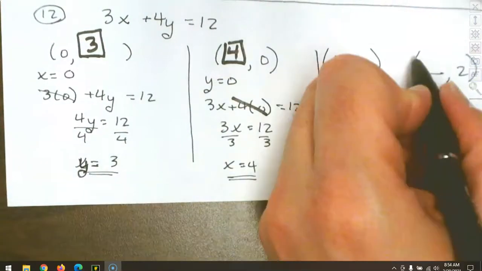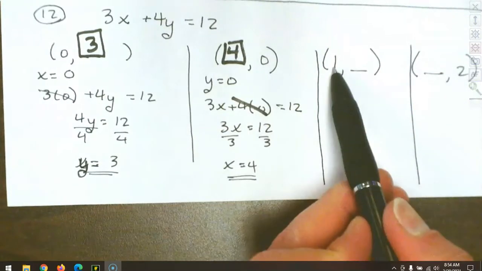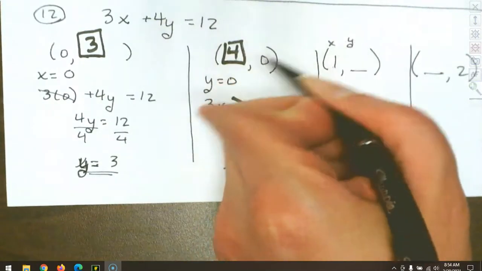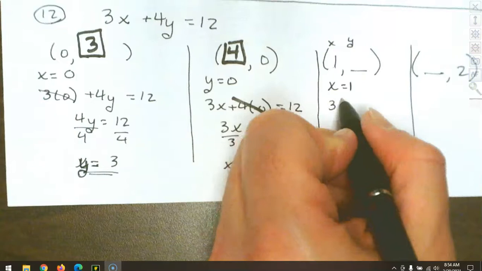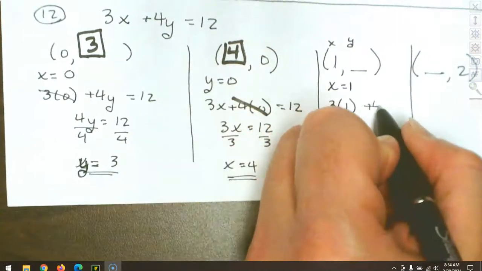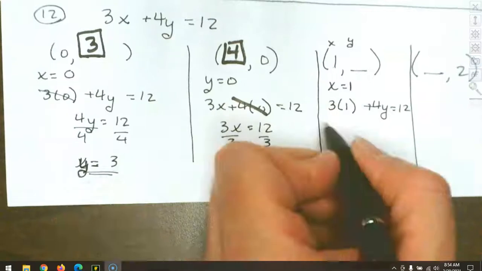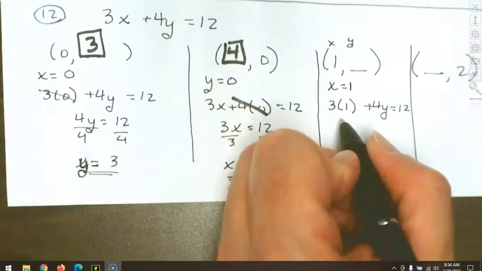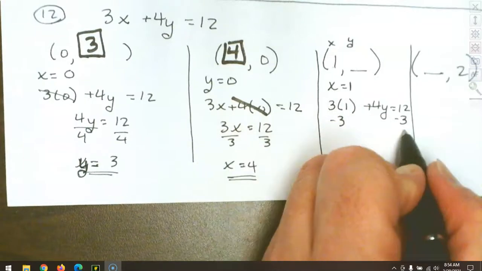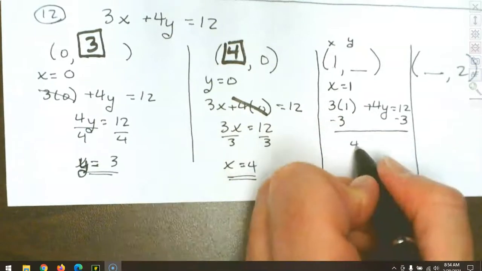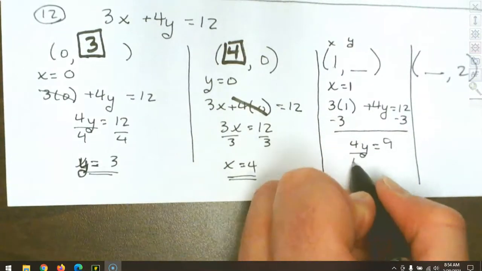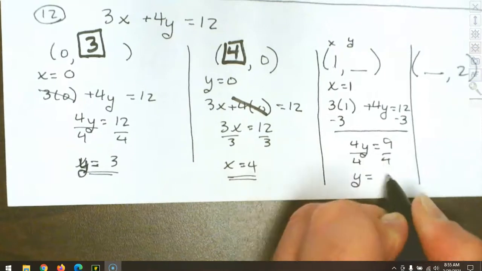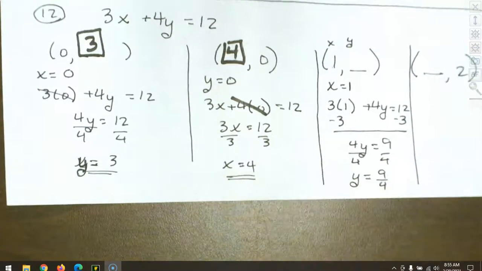Okay, we got 2 more here. Next one, remember this is your x value, this is your y. So for the next one, we're going to plug in x equals 1. And that is then 3 times 1 plus 4y equals 12. 3 times 1 is 3. So I'm just going to move that 3 over with subtraction. And now we've got 4y equals 12 minus 3 is 9. Divide by your 4. And so y now equals 9/4. Okay, so there's that piece.